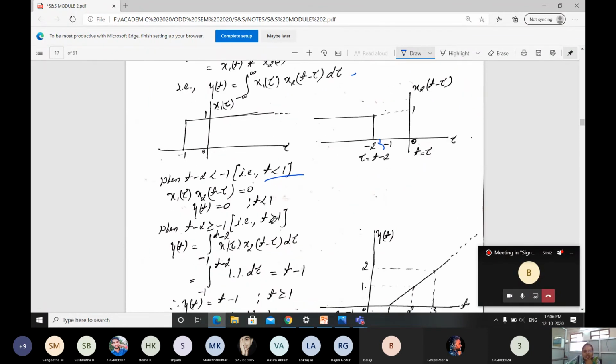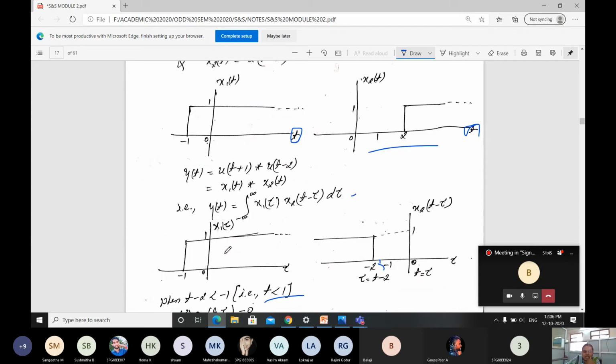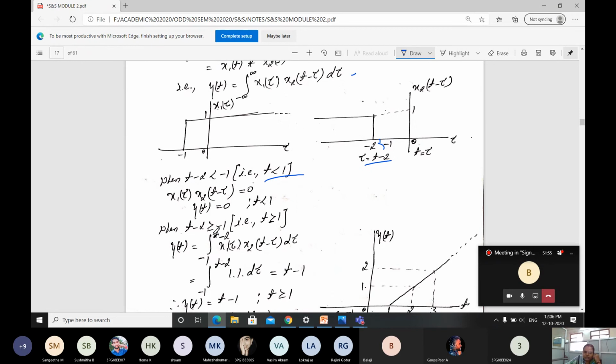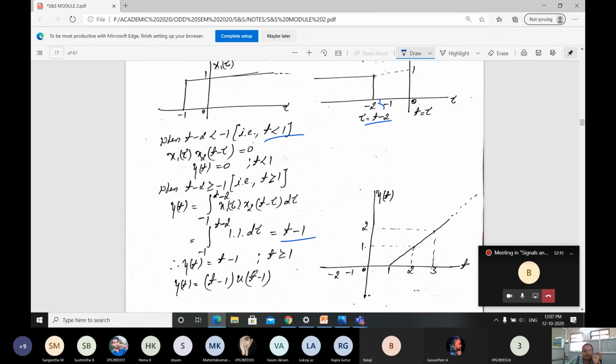When t is greater than or equal to 1, what's going on? It is starting from minus 1 till t minus 2, so the integral from minus 1 to t minus 2 of x1 of tau x2 of t minus tau d tau. Substitute for x1 of tau and x2: the amplitude for both signals is 1 only. After integration you will get t minus 1. Then y of t is t minus 1 when t is greater than or equal to 1. Therefore our y of t is t minus 1 into u of t minus 1.